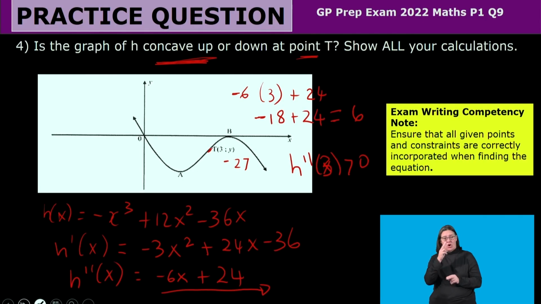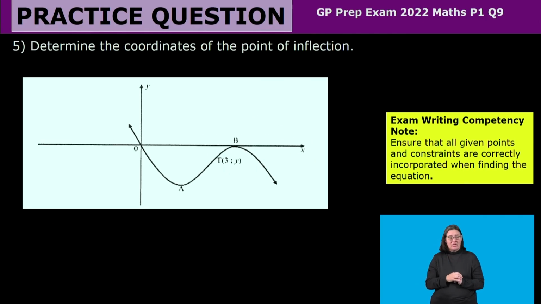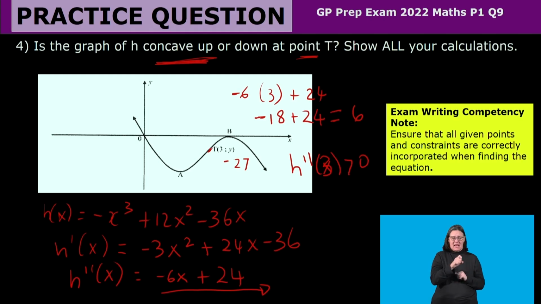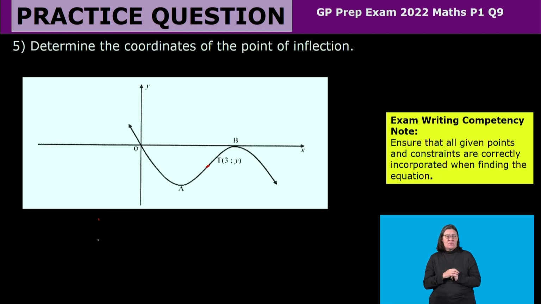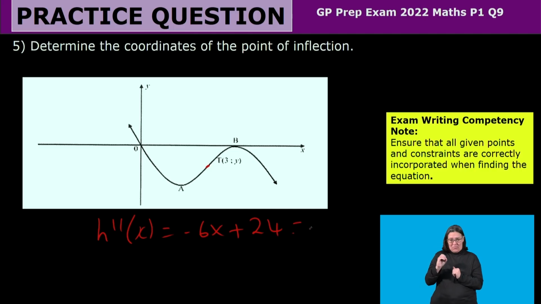Okay, and let's have a look at the final part of this question. Determine the coordinates of the point of inflection. Well, we've almost done all the work. We already worked out the second derivative in this question. We've got minus 6x plus 24. Remember, your point of inflection is at the point where your second derivative is equal to 0. So it's now simply finding x.